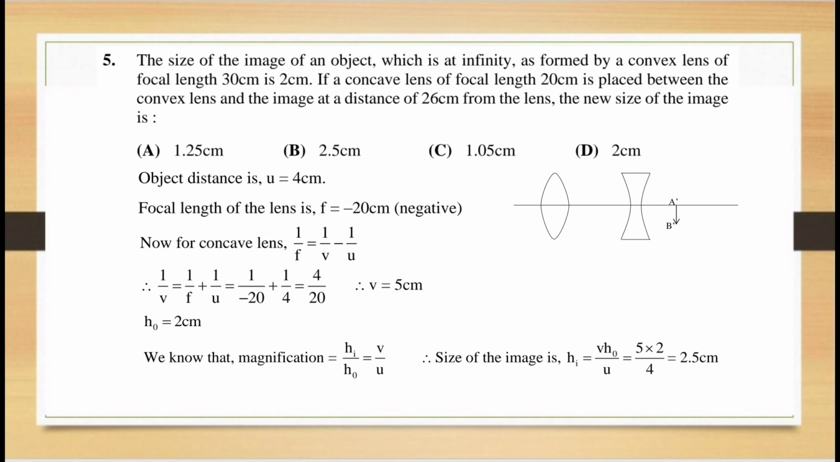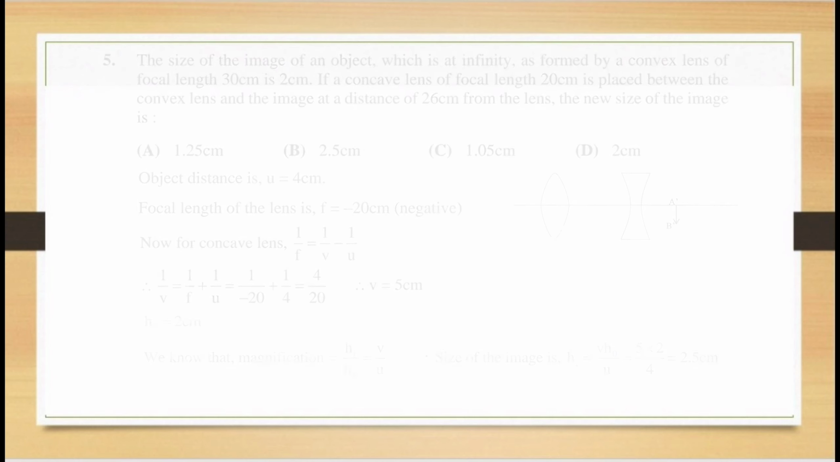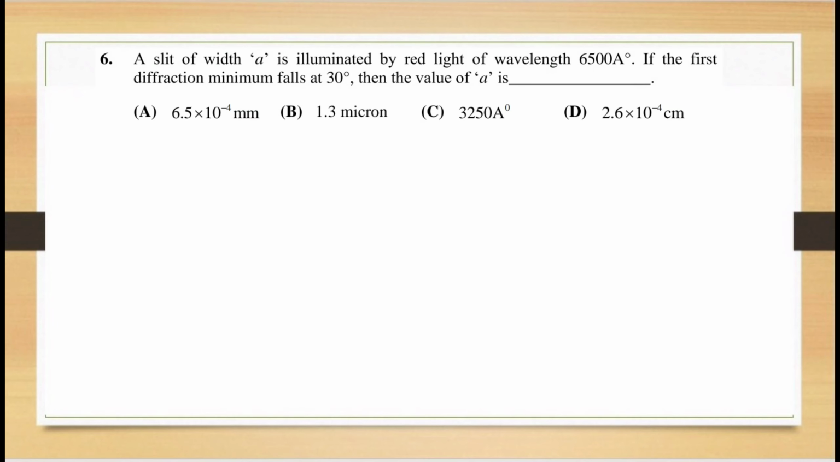Option B is correct. Sixth question is, a slit of width a is illuminated by red light of wavelength 6500 angstrom. If the first diffraction minimum falls at 30 degree, then the value of a is. We know that for diffraction minima, n lambda equals a sin theta. For first diffraction minimum, n equals 1. Therefore, a equals lambda by sin theta.